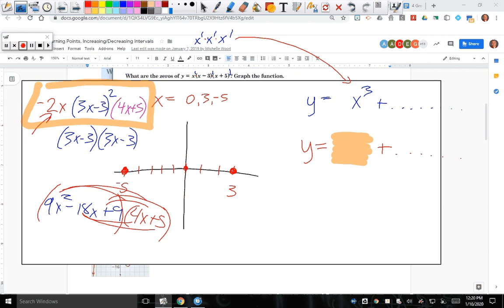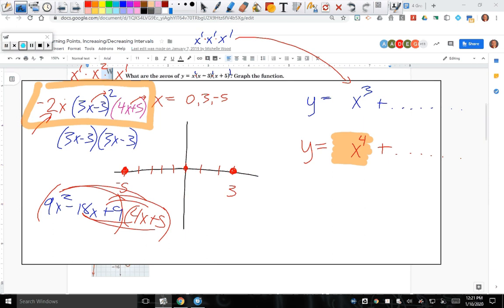Here we go. Careful. X squared. Yep. X to the what? First. Yep. And x to the what here? First. Raquel's right. You're going to have an x to the fourth.